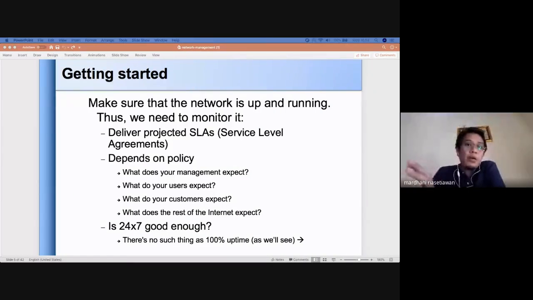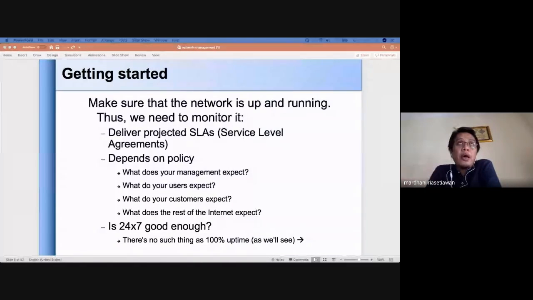We have a lot of assumptions about what will impact performance. For example, the number of users that connect to our resource will be one issue, and another issue is our capacity. So that's why we need to have the service level agreement.